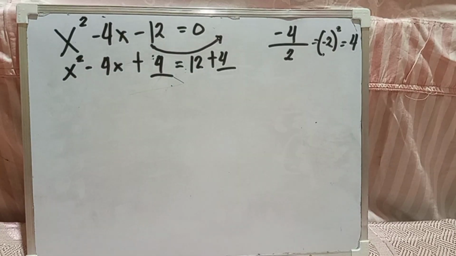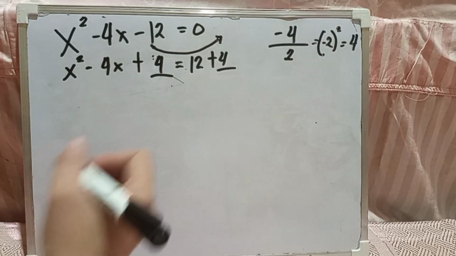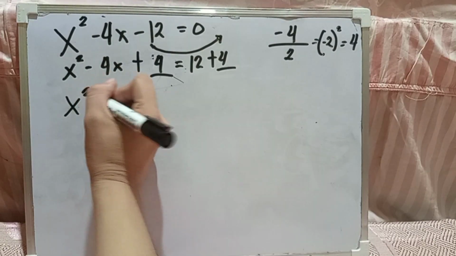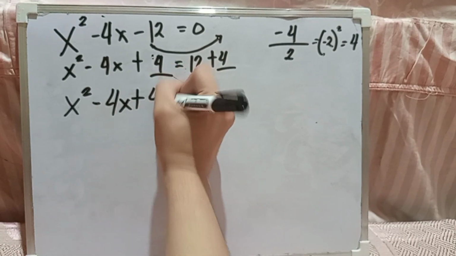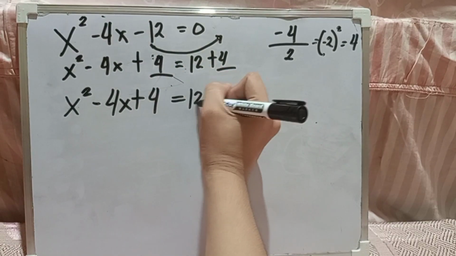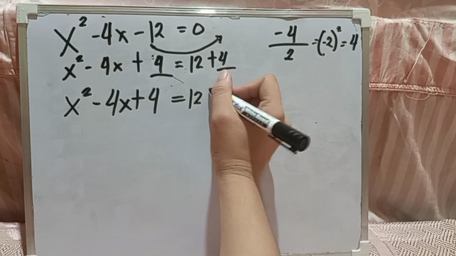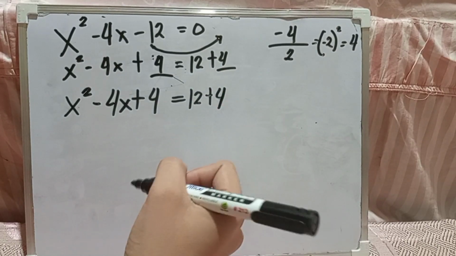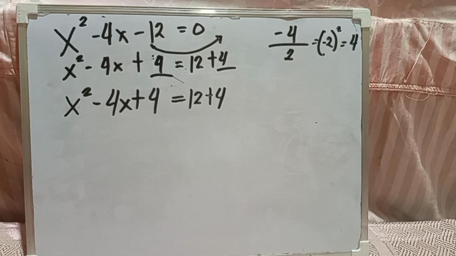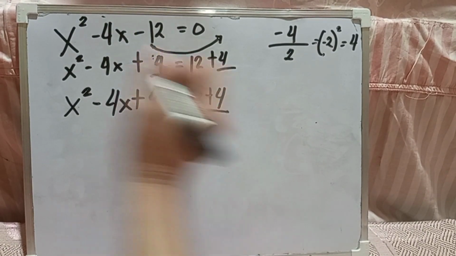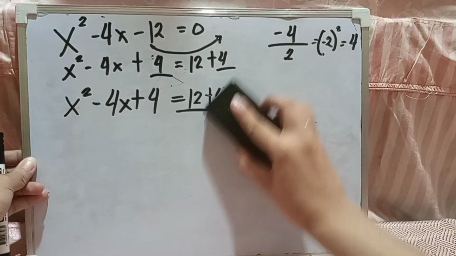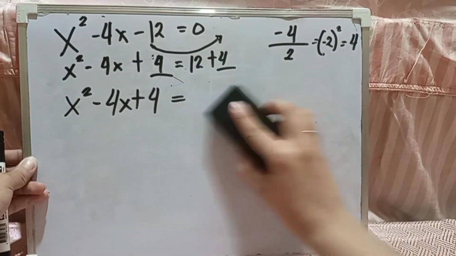As you can see, we have here a trinomial, and this one is a perfect square trinomial. So we copy x squared minus 4x plus 4 is equal to 12 plus 4, which is 16. This 12 plus 4 is equal to 16.